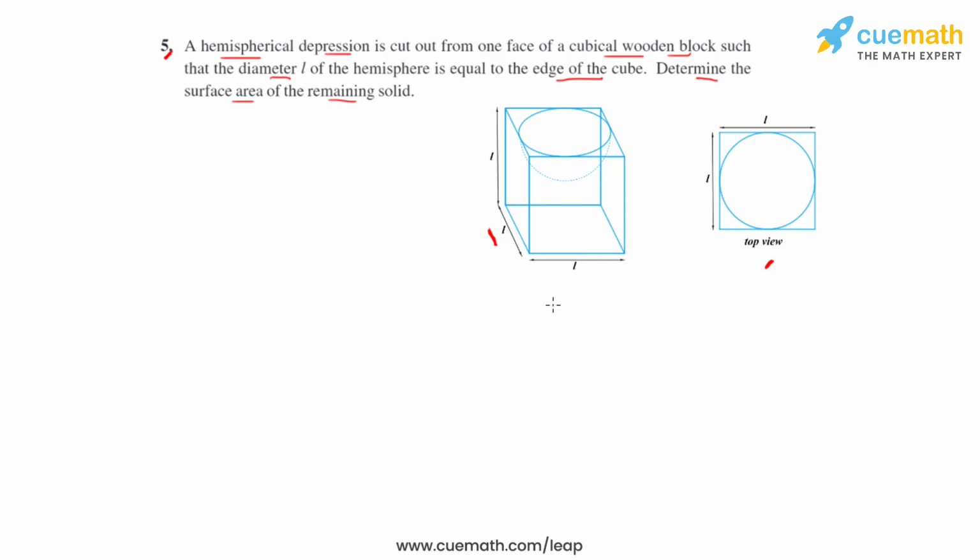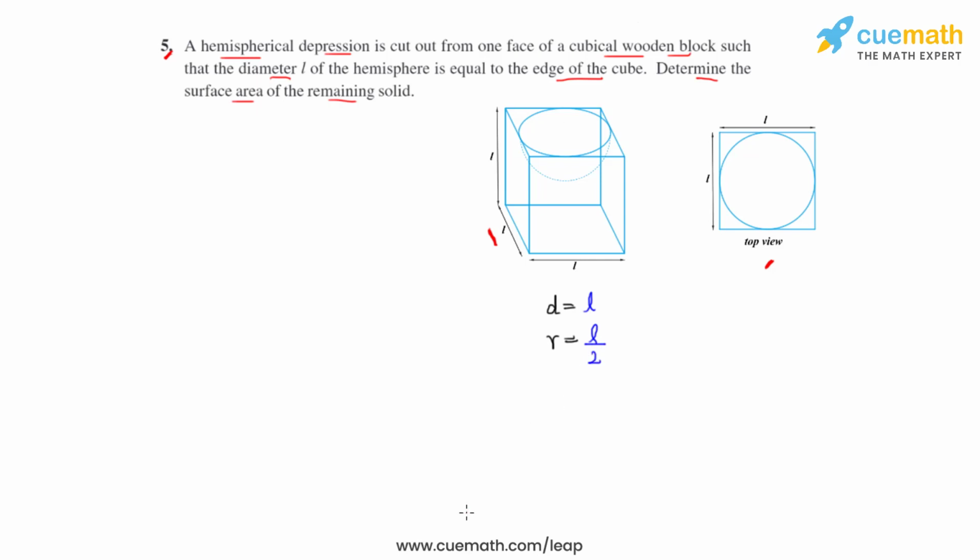So now we can write that the diameter of the hemisphere is L, that is the length of the edge of the cube. Therefore, the radius of the hemisphere will be half its diameter, that is L by 2.